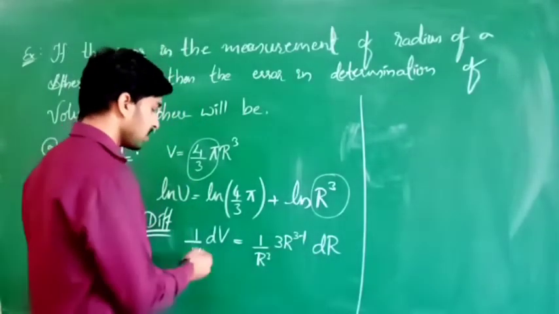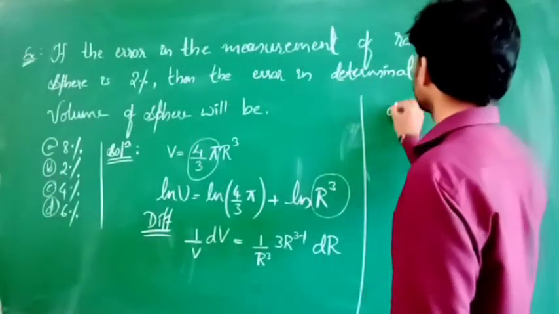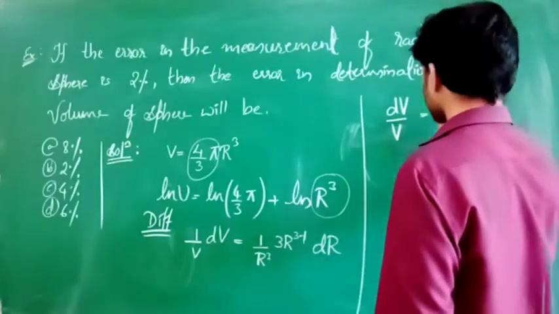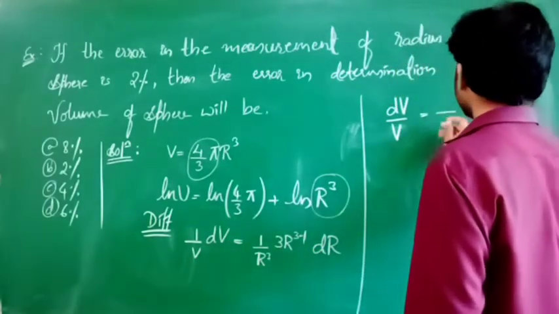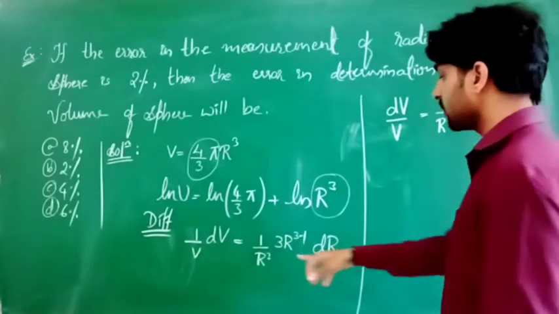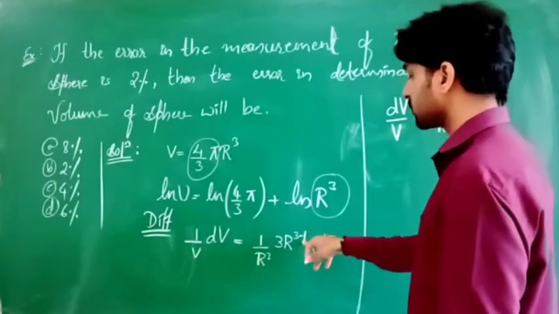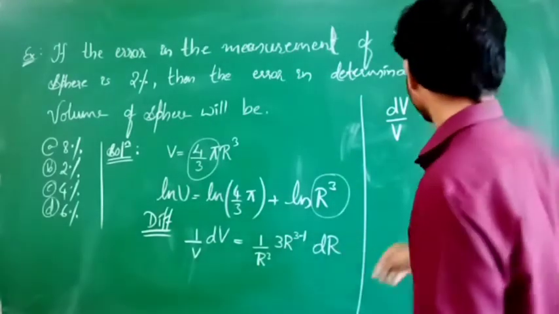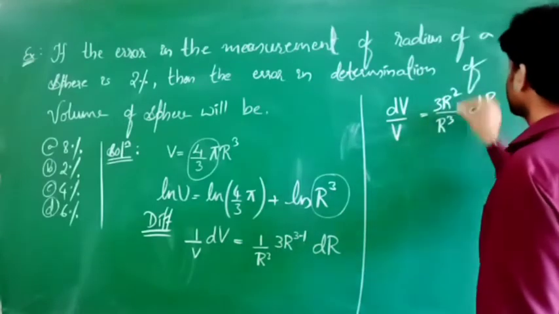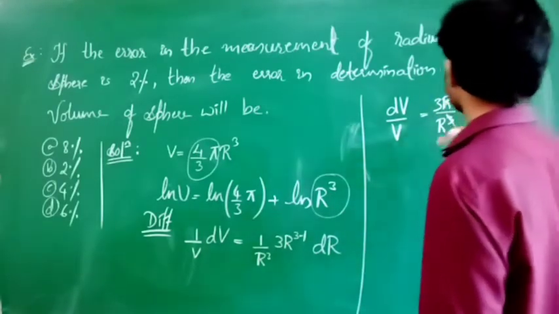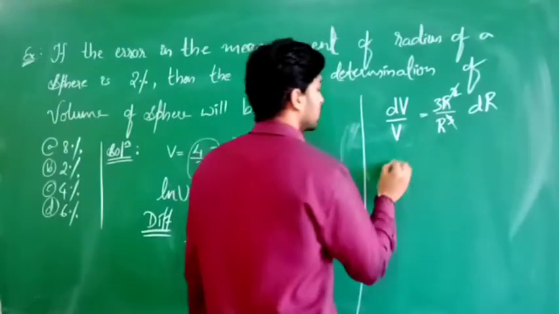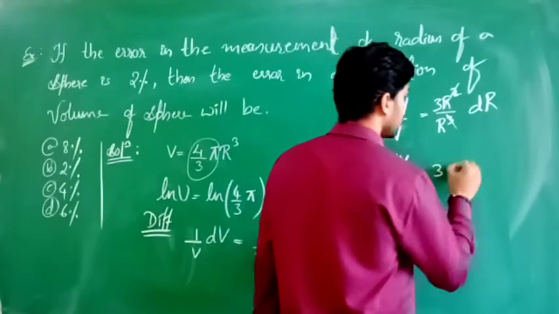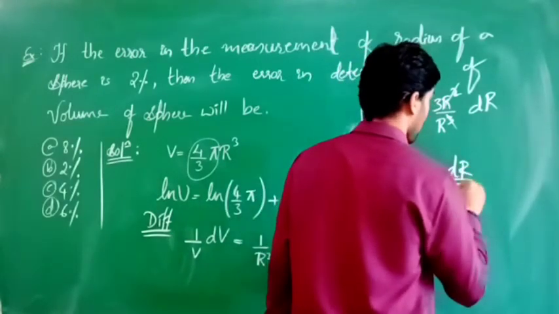Now just check here. Written in simplified form, dV by V is equal to 1 by r cube, with r cube in the denominator, and in the numerator we have 3r square, since 3 minus 1 is 2, into dr. Here r square, here r cube, these two will get cancelled and one r will remain. So dV by V is equal to 3 dr by r. Clear?